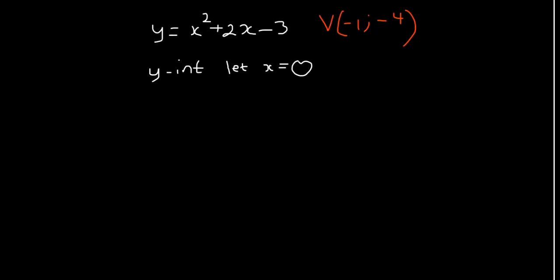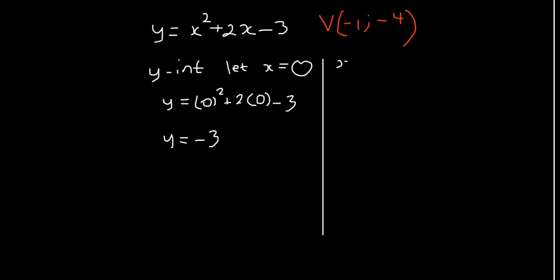Okay, but now let's continue. y equals, open the bracket, we've got 0 all squared plus 2 into 0 minus 3. Our y will be equal to negative 3. Why? It's because 0 plus 0 is just 0. So we've got y equals negative 3. That's our y-intercept.